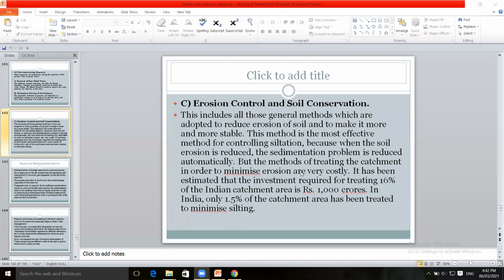but if an effective method is used, so proper measures are taken, then the siltation or silting of the reservoir can be minimized. So during erosion of the soil, large particles will be carried during flow of the river. So this is one of the main reasons of silting of the reservoir. So proper erosion control measures have to be taken, soil conservation measures have to be taken.